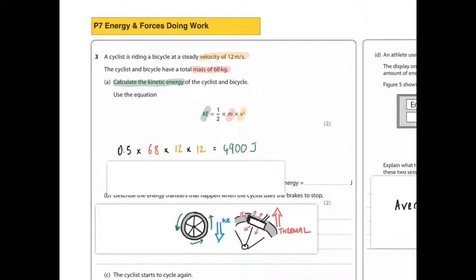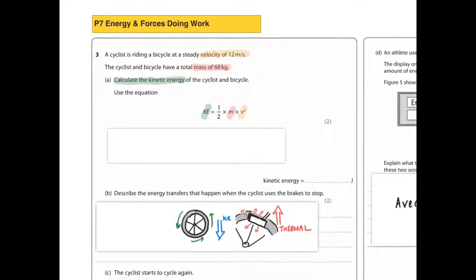Firstly, you don't need to do any unit conversions. You just have to do 0.5 for the half, times mass, 68, and for velocity squared, just do 12 times 12. That's how you could write it into a calculator and always get it right. So just do the velocity times velocity to get it right, which is 4,900 joules. Done.